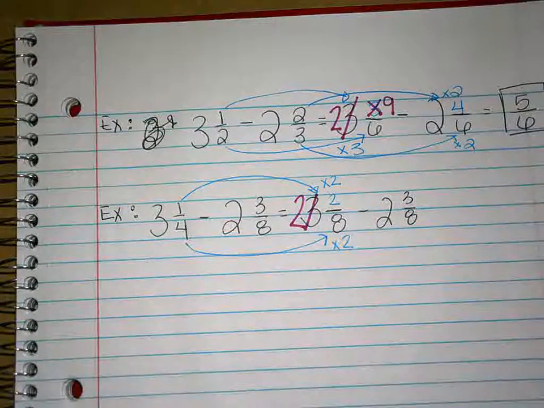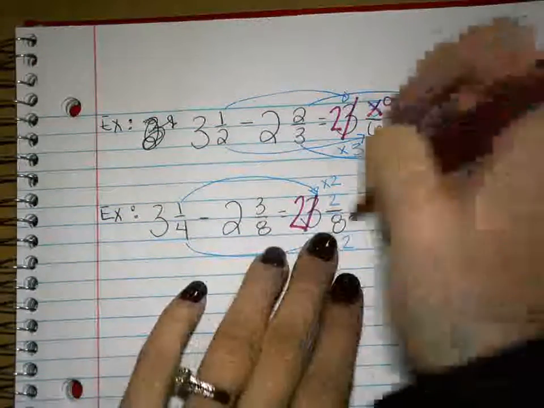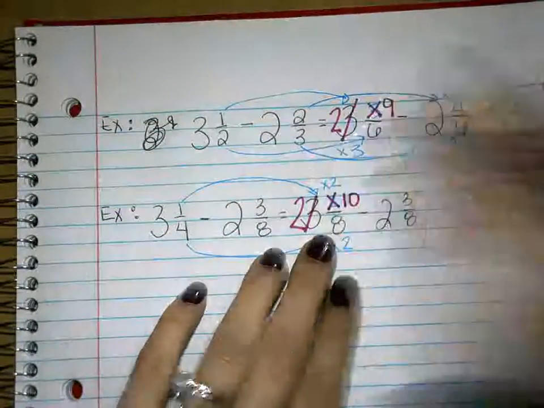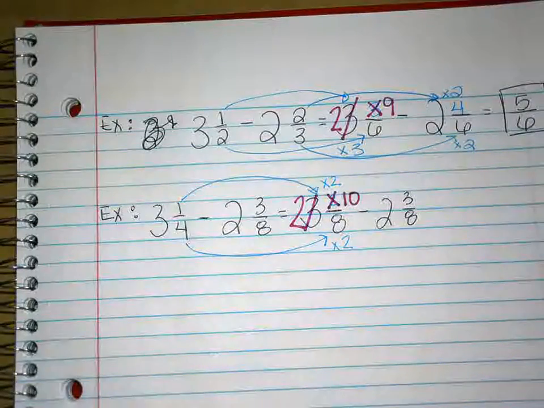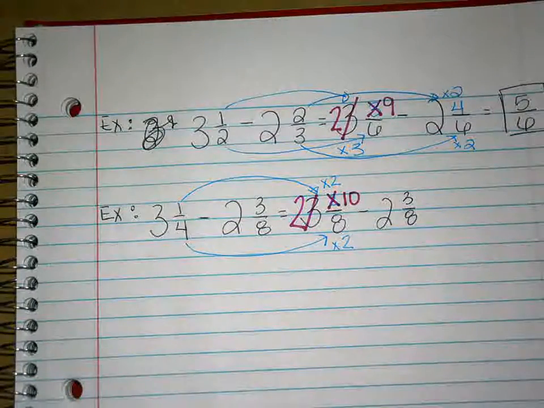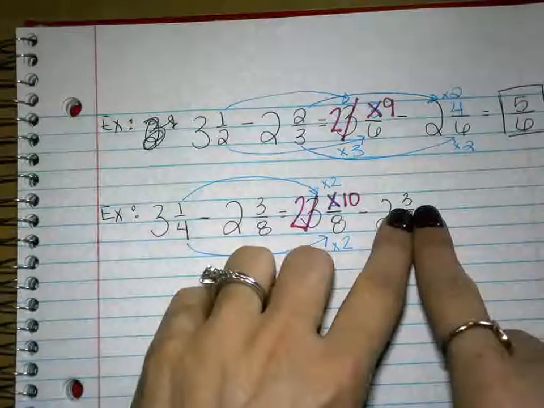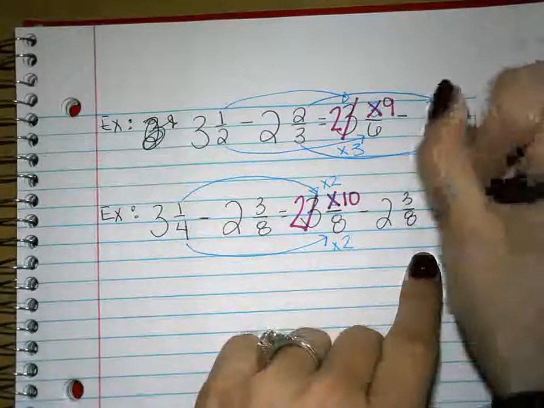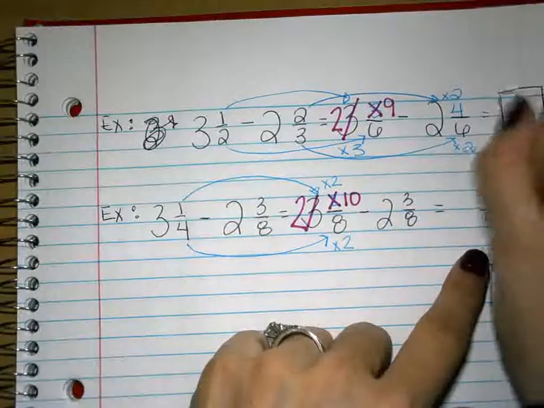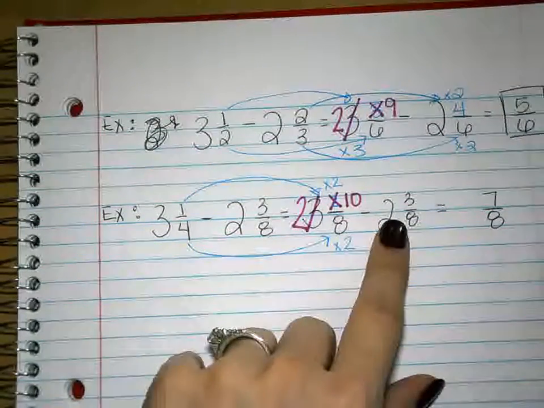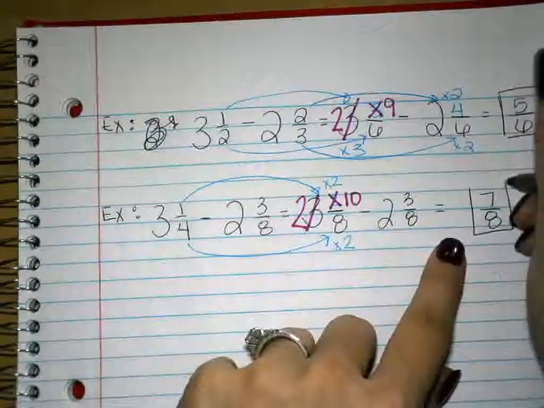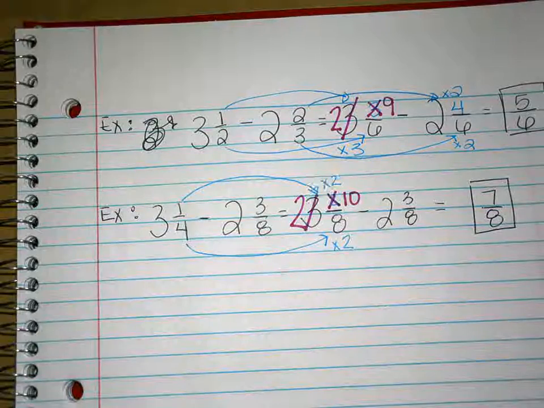And what's my 10, everyone? My numerator or my denominator? Numerator. So I'm going to cross out that 2 and write a 10. Is that making a little bit more sense with that borrowing? So now subtract. What's 10 minus 3, you guys? 7. What's my denominator? 8. And 2 minus 2 is? 0. So 7/8 is my answer.